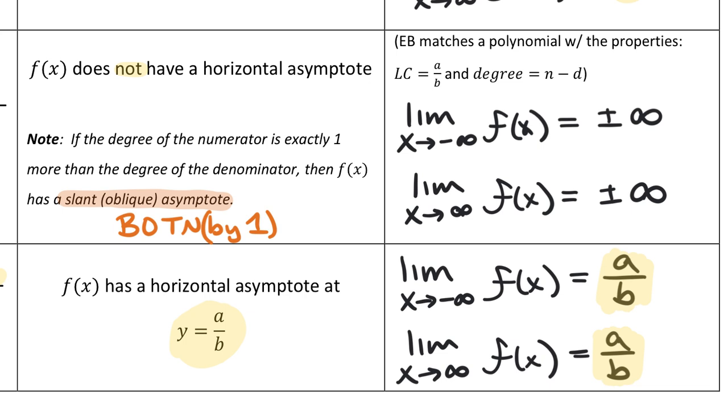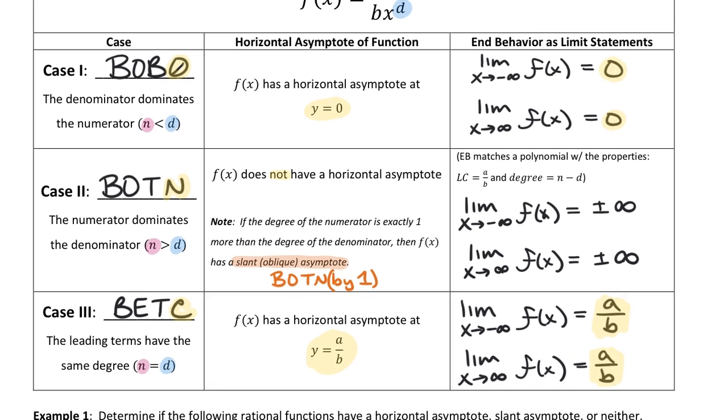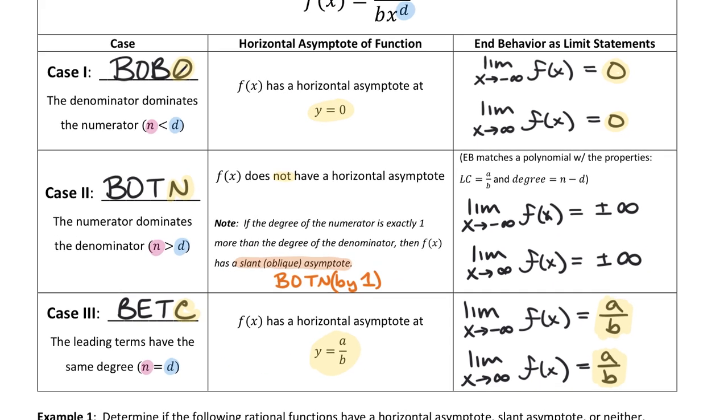The graph will always get close to but never touch those horizontal asymptotes as you zoom right or left, as we approach negative infinity and positive infinity. So again, the only one that might cause us to pause should be our BOTN graphs. We have BOBO, BOTN, and BETC. BOBO is bigger on bottom, horizontal asymptote is 0. Bigger on top, there is no horizontal asymptote. Bottom equal top, divide the coefficients.